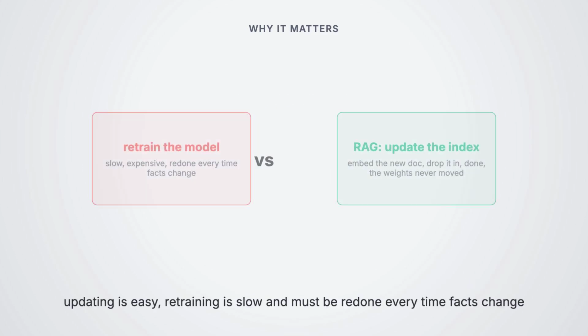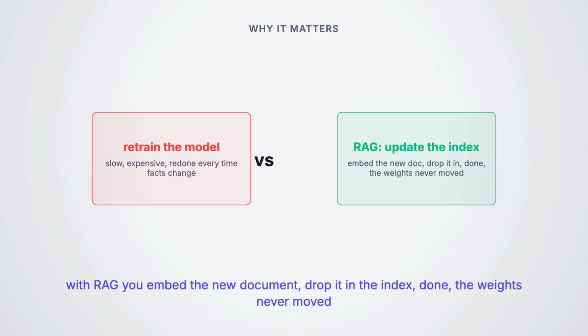That also makes updating knowledge easy. Retraining a model on new facts is slow and expensive, and must be redone every time the facts change. With RAG, you embed the new document, drop it in the index, done, and the weights never moved.